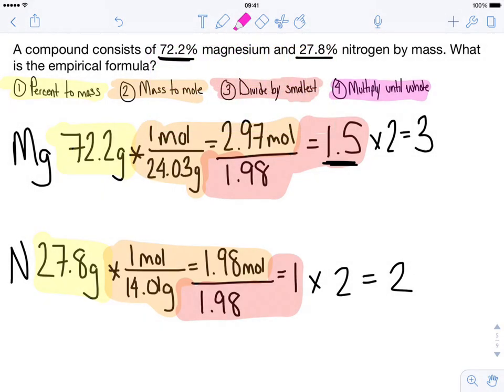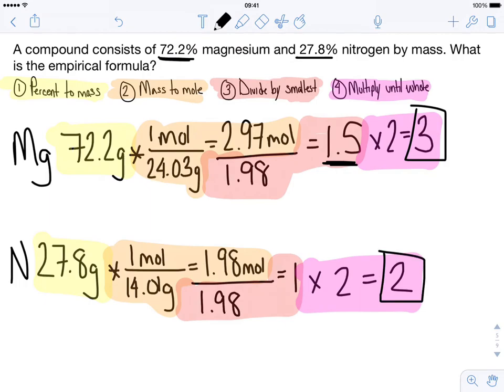So this is step 4. Multiply until whole. So now these numbers right here are going to be the subscripts in our empirical formula. So our empirical formula is Mg3N2. And that is the answer.